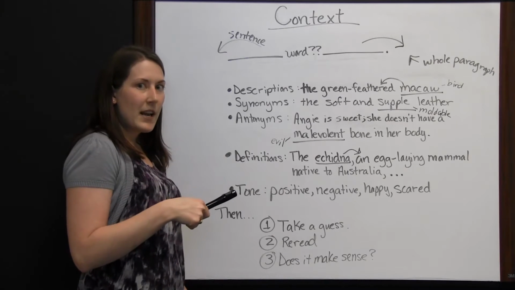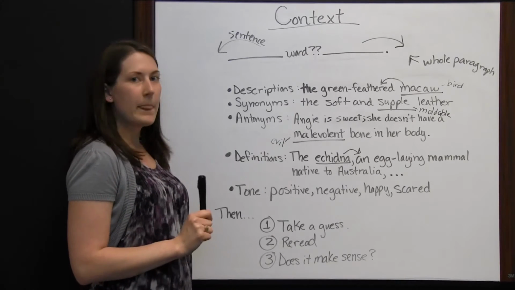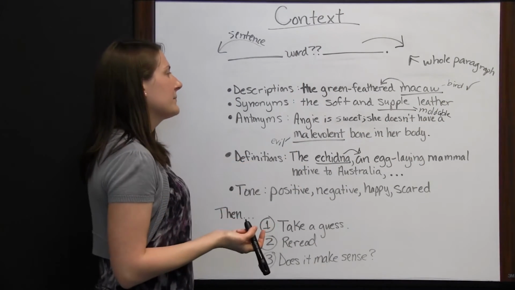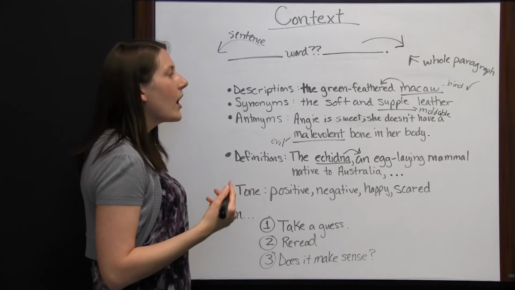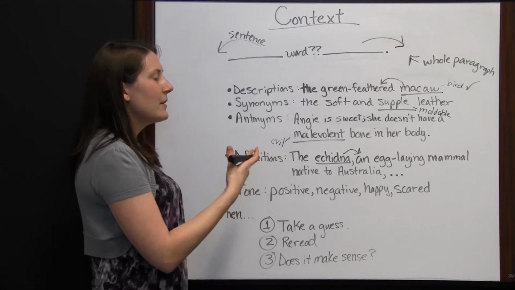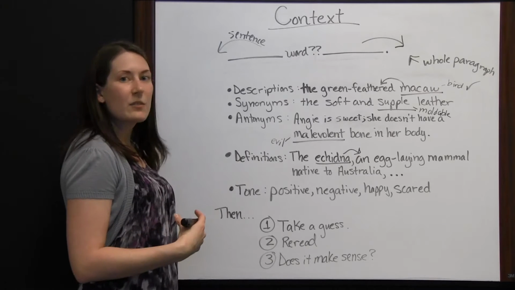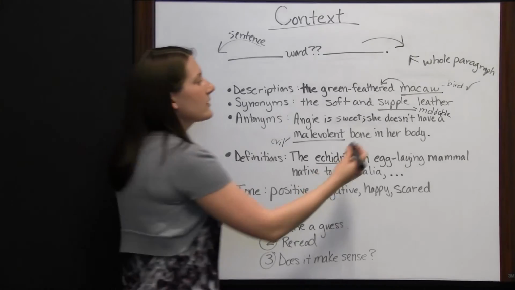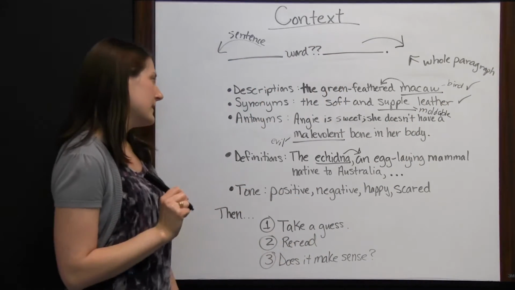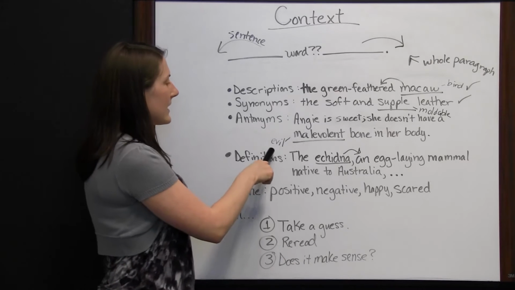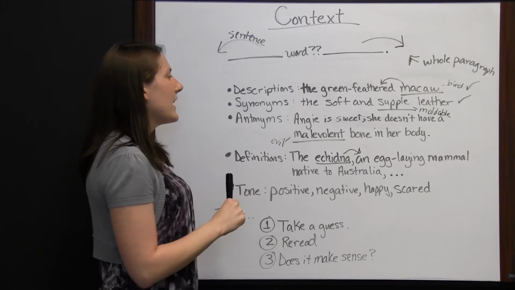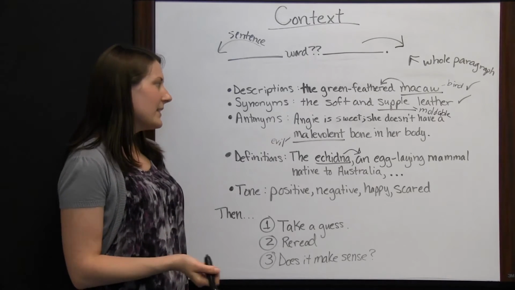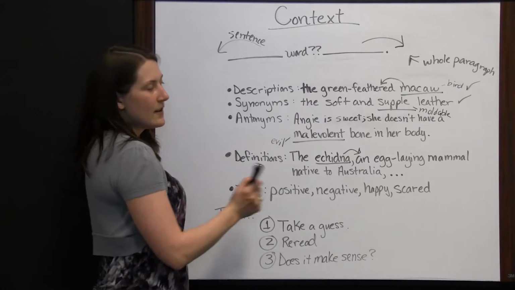Well, if it's something that has feathers and we have bird after it, that makes sense, so that one would work. The soft and supple leather. So if we know it means something else soft, maybe moldable, we could say the soft and moldable leather, the soft and flexible leather. Any kind of word like that that was similar to soft would work. It would make sense in your sentence. Okay? We were thinking evil here, something the opposite of sweet. Angie is sweet. She doesn't have an evil bone in her body. That makes sense. She is sweet. She doesn't have an evil bone.